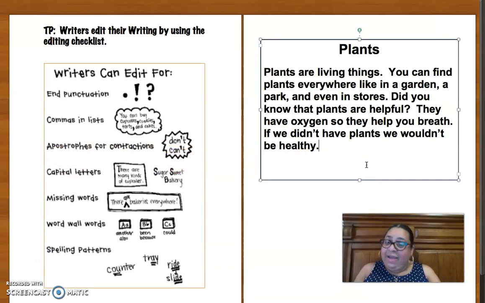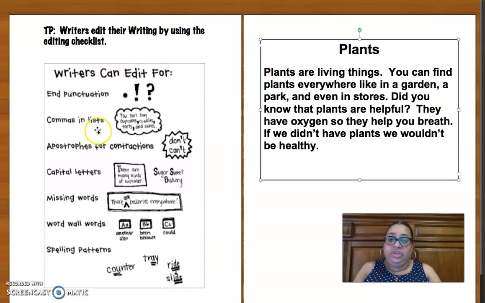Okay, writers, final reminder, I want you to use this checklist, read through it, and then compare it to your own writing. If you need to make any changes, use the checklist to help you.